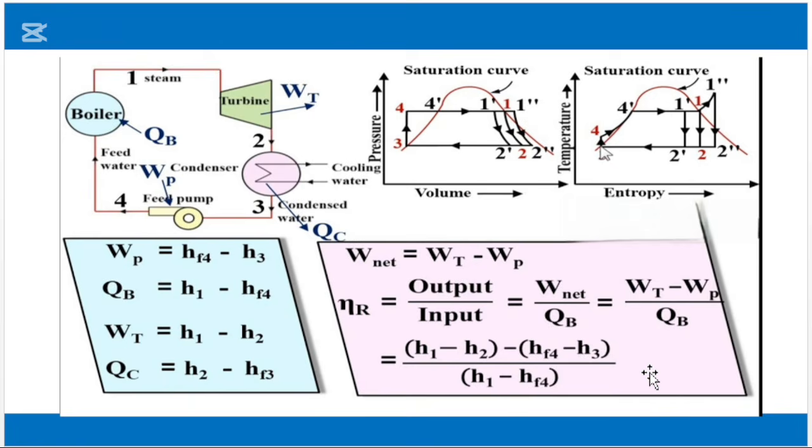So if we know the data from the steam power plants about all these enthalpy changes, we shall be able to calculate the efficiency of the Rankine cycle. So this is the overall picture.